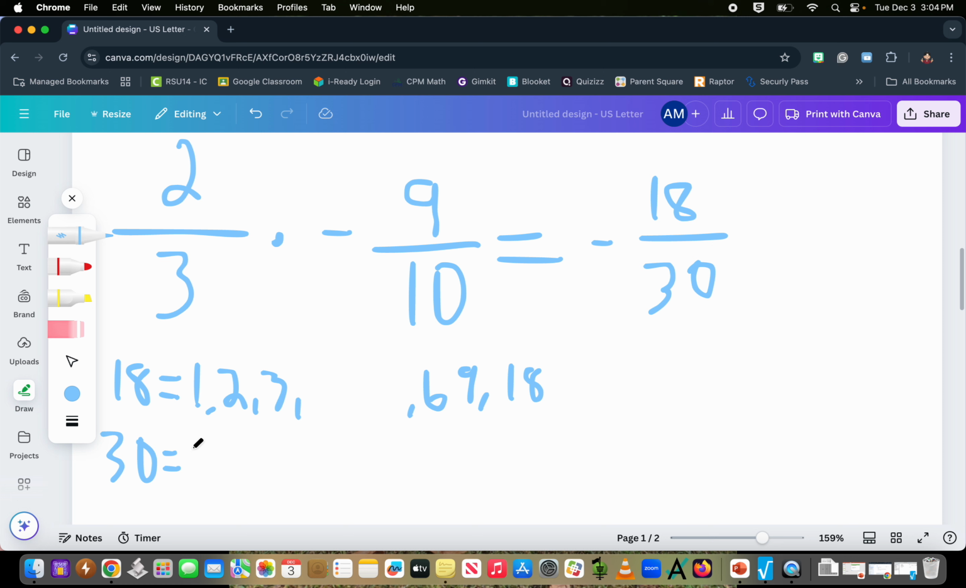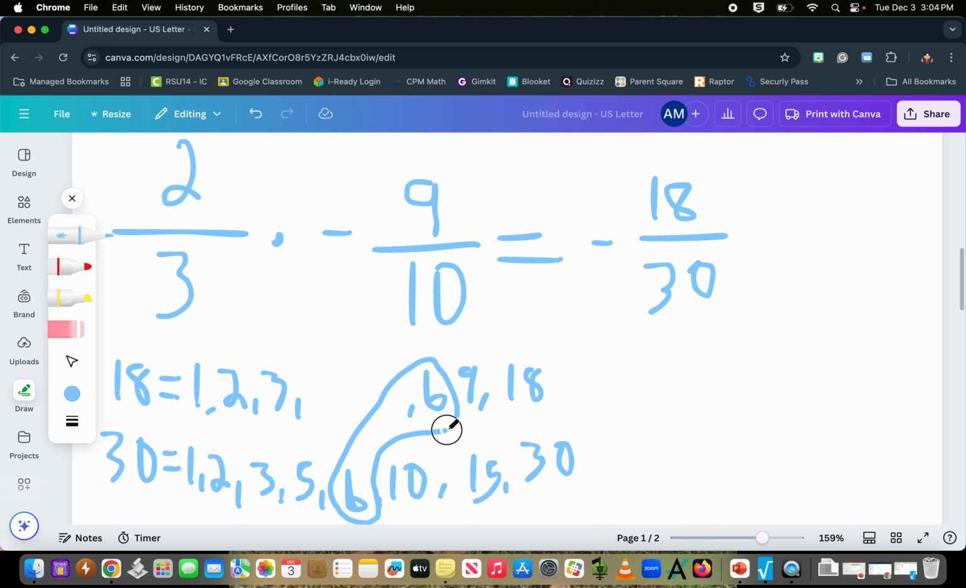But I need to do the same for 30. So 1 times 30, 2 times 15, 3 times 10, 4 will not, but 5 will, and that multiplied with 6 will give us 30. So if we look now, we need to find the largest common factor these two share, and if we look, it's right here, and it's going to be 6.